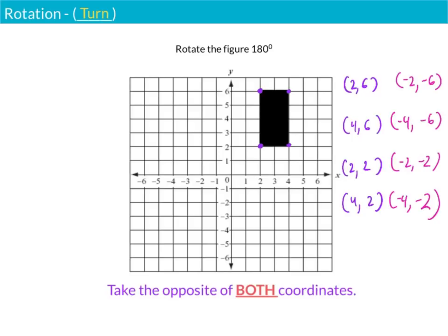So we've got negative 2, negative 6. We've got negative 4, negative 6. Negative 2, negative 2. And negative 4, negative 2. And notice that our rectangle has rotated 180 degrees and is in the complete opposite quadrant. But again, it is the same when we do rotations. Our figures stay congruent. That brings us to the end of this set of notes.